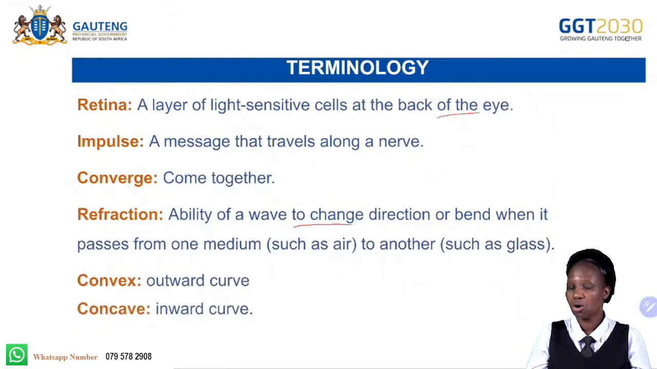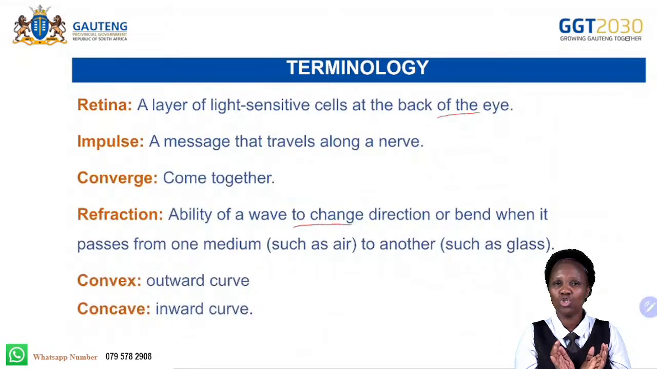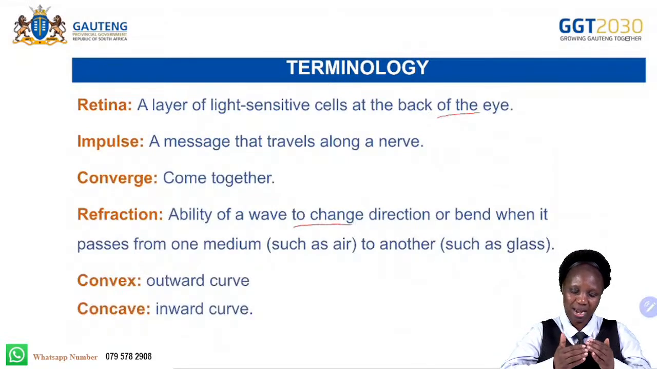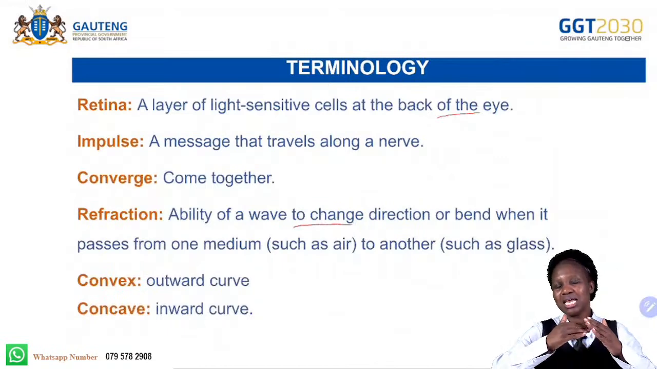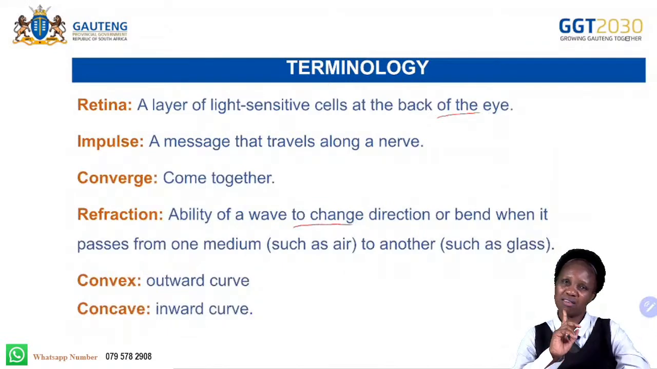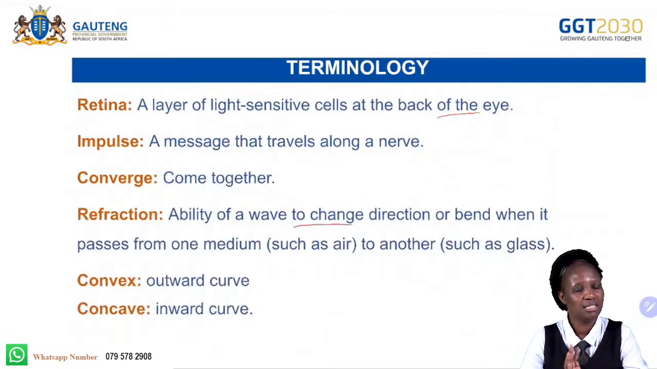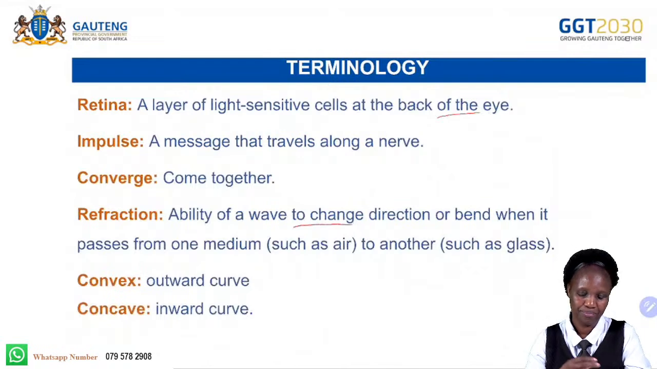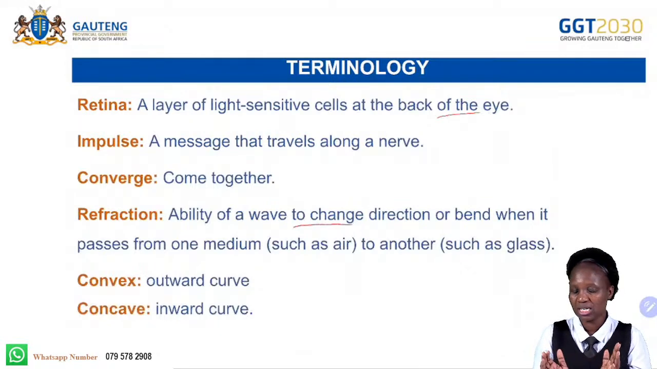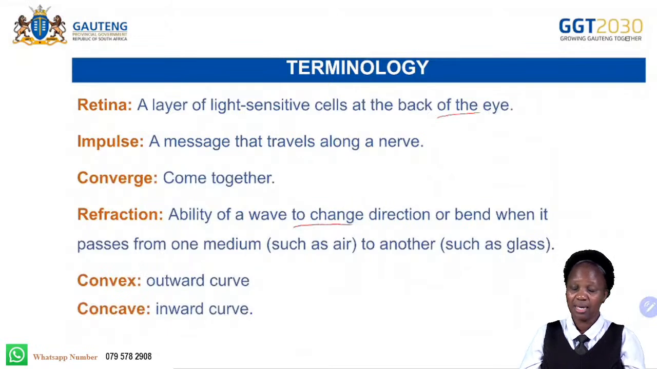And then we've got convex. When we're talking about convex, we are talking about the what? The outward curve that is convex. What about concave? We are talking about the inward curve. I think you have come across this in different lenses. For example, if you check your friend who's putting on spectacles, you will see the shape of the lenses. Okay. Some of them are outward curve and some are inward curve.